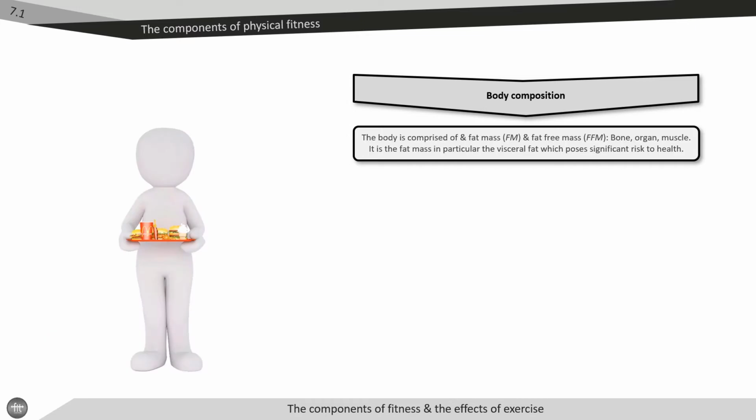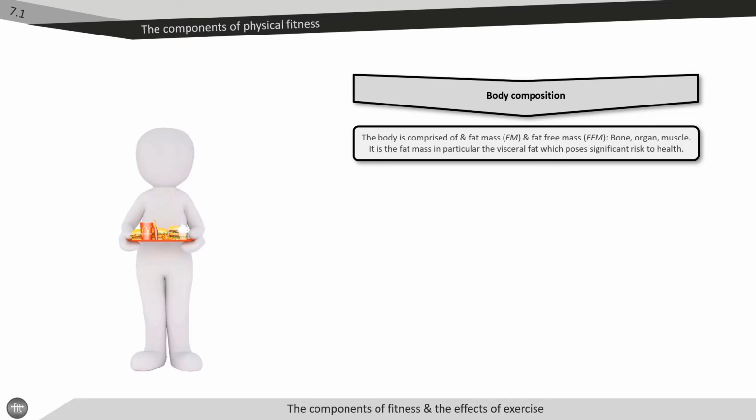The body is comprised of fat-free mass, which includes bone, organ, and muscle tissue, and is also comprised of fat mass, which includes both visceral and subcutaneous fat. It is the fat mass, in particular the visceral fat, which poses significant risk to health. Body composition is typically measured as percentage of body fat, which serves as an effective indicator of overall health.